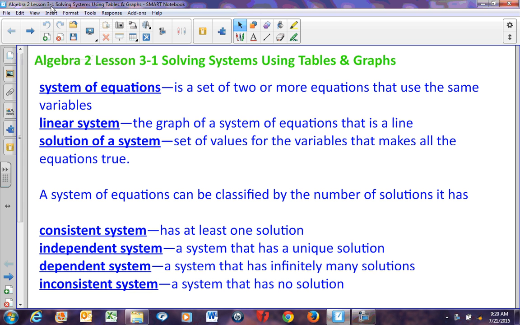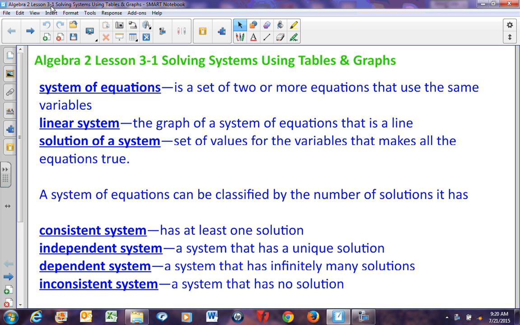Algebra 2, Lesson 3-1, Solving Systems Using Tables and Graphs. A system of equations is a set of two or more equations that use the same variables, like 3x + 2y = 5 and 2x - 7y = 11. That would be a system of equations.